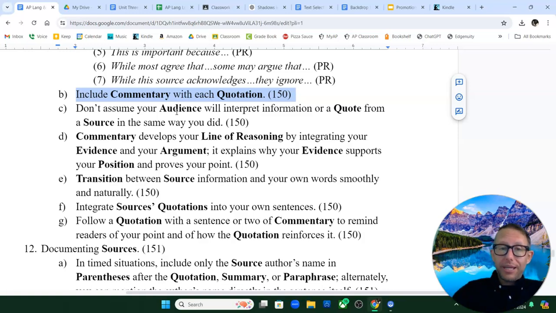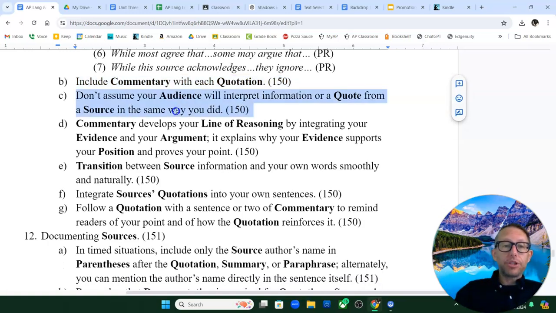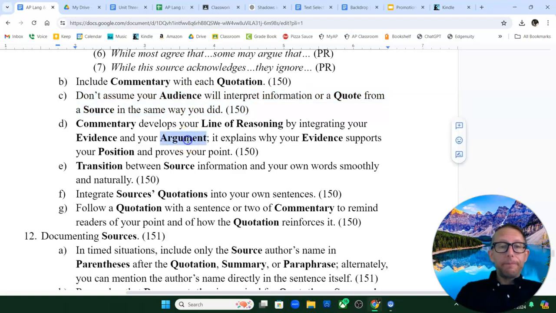Okay, so make sure that you're connecting the line of reasoning back to the thesis for each and every quotation or paraphrase that you're using. Don't assume your audience will interpret information or a quote from a source in the same way you did. And that's really the unfortunate outcome of quote dumping. If you don't provide the necessary commentary for every quotation, I'm going to read that quotation and I might interpret it one way, whereas you interpret it a completely different way. The thing is, it's important that I understand how you interpret it in order for me to see its value within the scope of your claim and your thesis. So make sure that you're providing that commentary, okay?